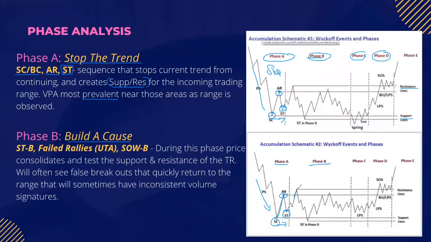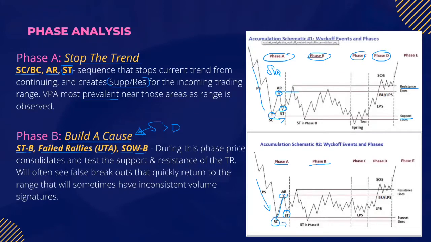So in phase B, we're just testing that range and we're absorbing the price action on one side, meaning we're making one side of the market weaker than the other. So we're absorbing supply or demand in phase B, right? Okay. So in phase B, you tend to see more secondary tests, failed rallies, which just mean a failed up move, upthrust actions, or signs of weakness, which are all tests to the support and resistance, but they result in us coming right back into the trading range.